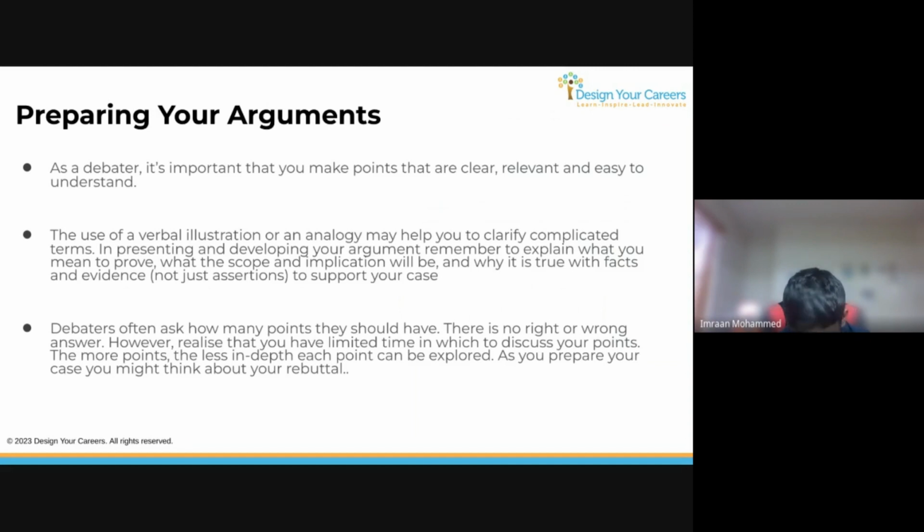Now, debaters ask how many points they need, but there isn't a right or wrong answer about that. You just need to ensure that each of your points is adequately explored and explained to ensure that your audience can understand that your point comes across in the right way.